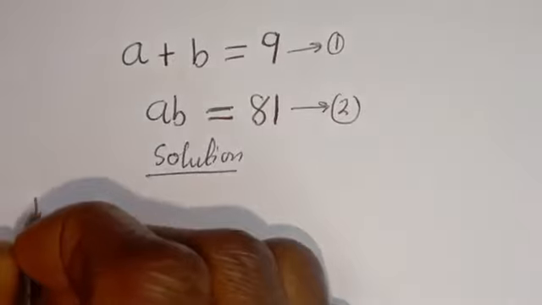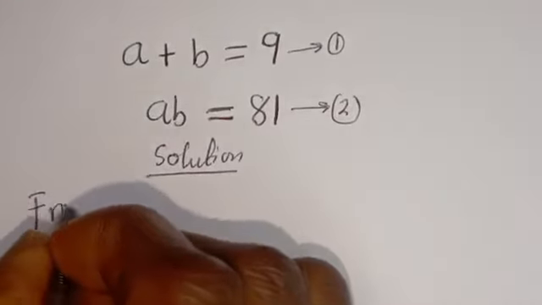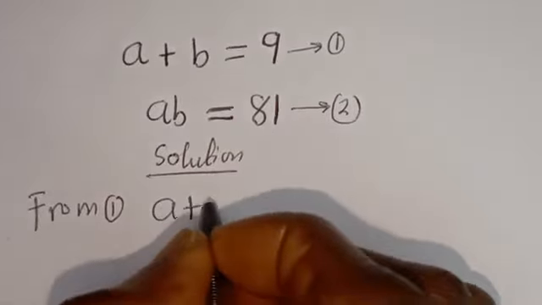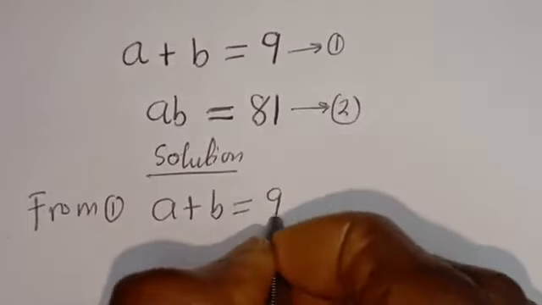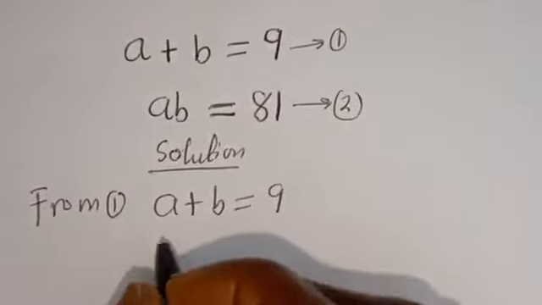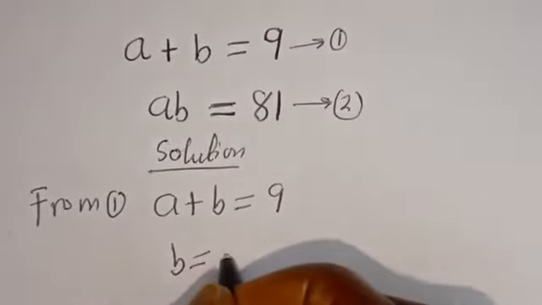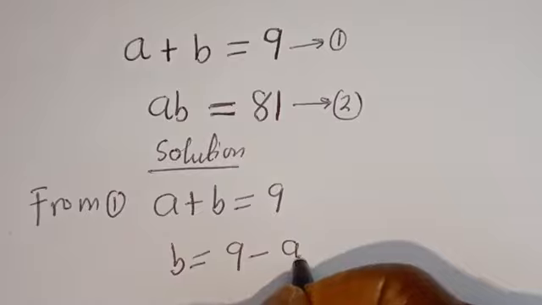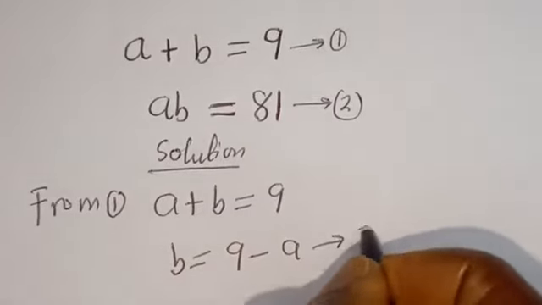Now from equation 1, a plus b is equal to 9. We can make b the subject of the formula. b is equal to 9, if a comes to this side, it becomes minus a. Let's call this equation 3.